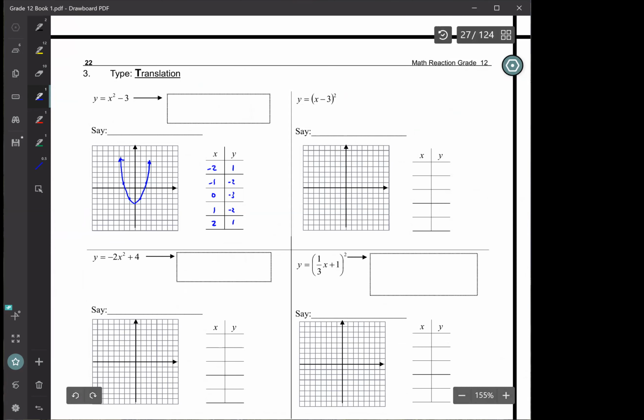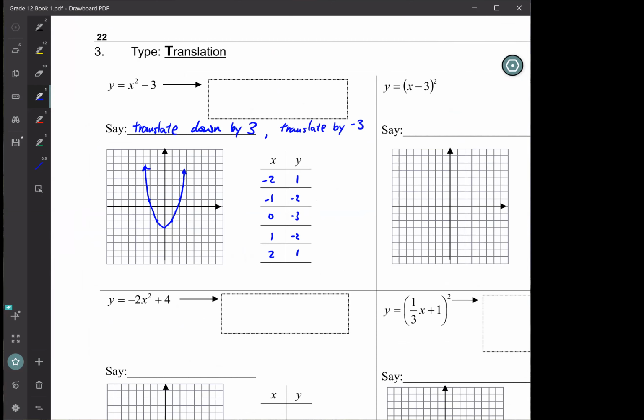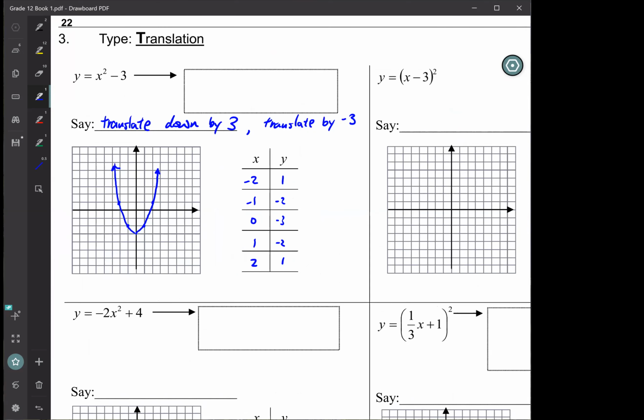Okay, so let's write that down. That will be the story, right? So we'll say translate down by 3, right? That's one way, okay? Or you can say translate by -3, right? So negative tells us it's moving down, okay? But you have to say the direction though.